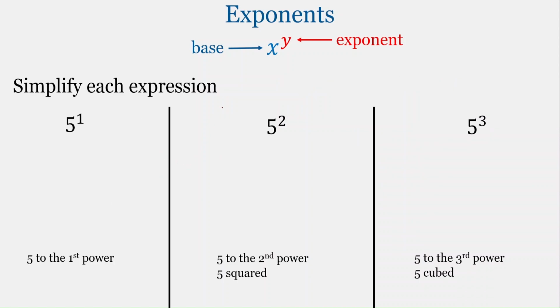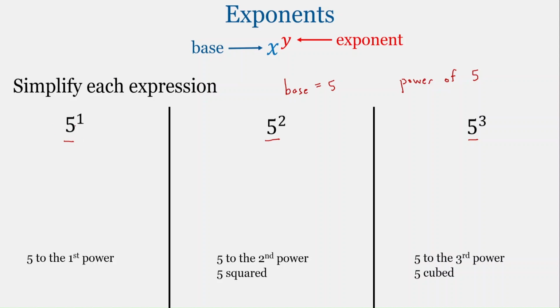So here we have 3 examples, and all of them have the same base. They have a base of 5. The exponents are different in each case, but the base is 5. So these are powers of 5. Each one of these is a power of 5. 5 is the base. 5 is the factor that's being multiplied a number of times.